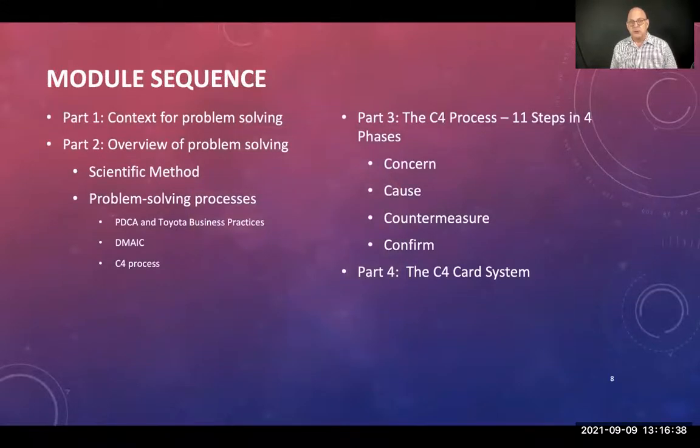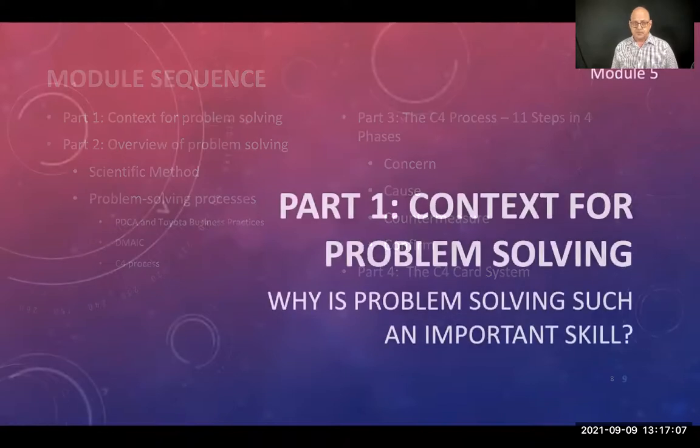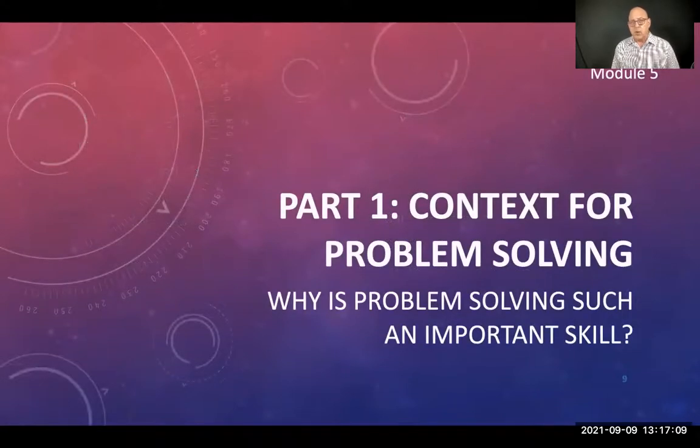So here's our module sequence. We're going to cover this in 4 separate parts, but there'll be smaller videos in between, so we don't spend too much time staring at one video screen. First, we got context for problem solving, then just the overview of problem solving in general. Then I'll introduce you to the C4 process, which is 11 steps and 4 phases. The 4 phases are concern, cause, countermeasure, and confirm. And finally, we'll wrap up with the C4 card system, which is a system to engage employees. Let's get into part 1.